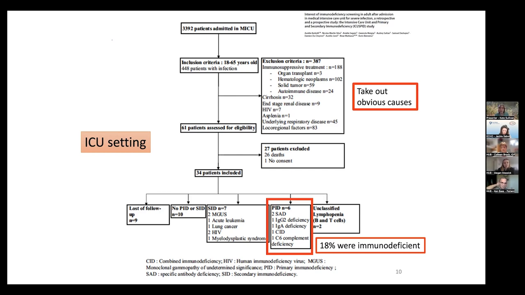They were young, they were healthy. I can't figure out why they landed in my intensive care unit. Among those 34, 6 ultimately had an immune deficiency. That's 18%. So again, just another way of framing this idea that it can be one really bad infection. It doesn't have to be recurrent infections.